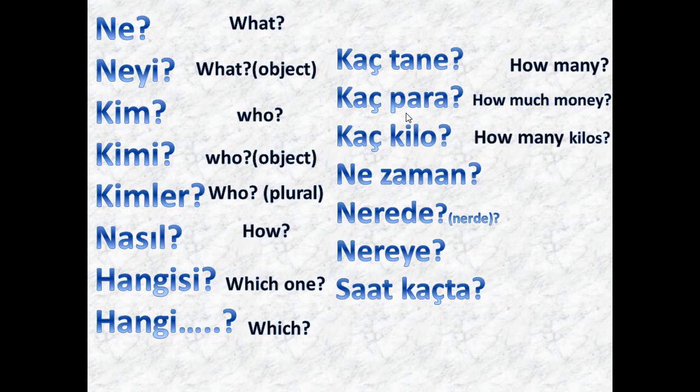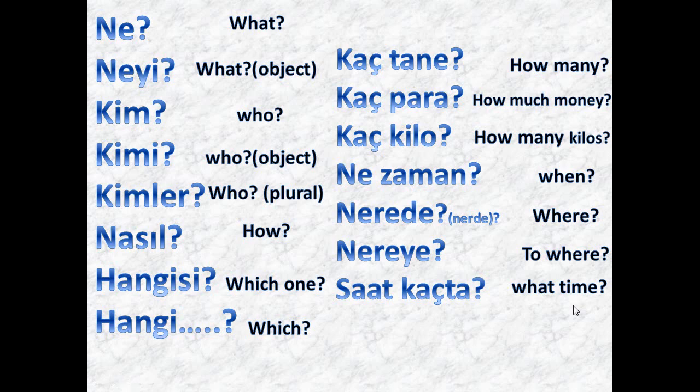You have ne zaman. Zaman means time, ne means what. It means when. Nerede or nerde, you may hear both of them, they are the same. But in written language, we have nerede. And it means where. We have nereye, and this is like where to, or to where. There's a destination. Here we have saat kaçta, which means what time. Saat means clock, and zaman means time. Ne zaman means when. Saat kaçta means what time.